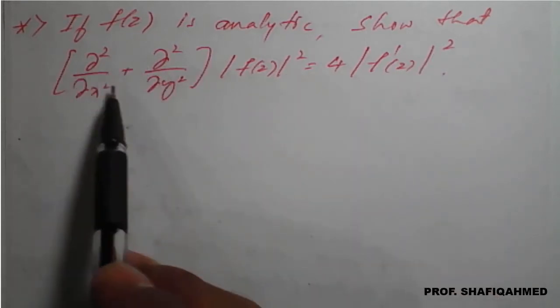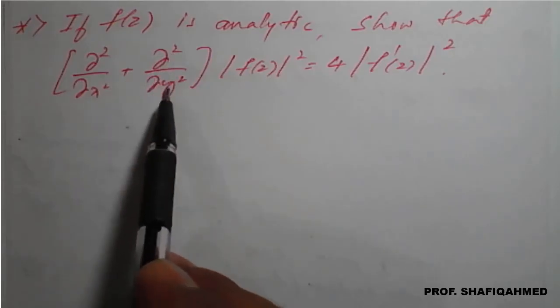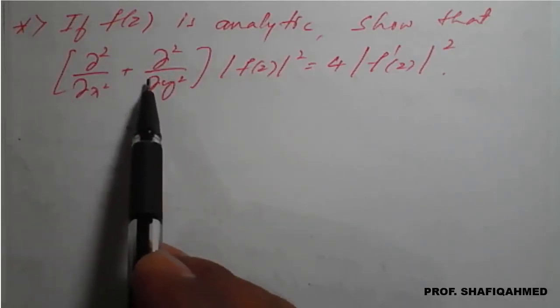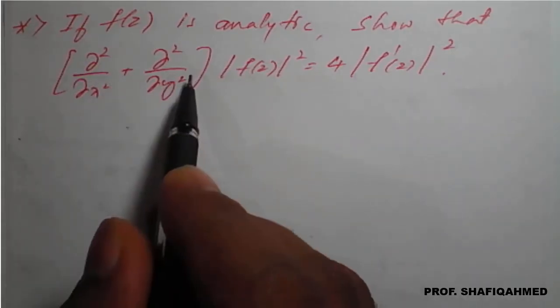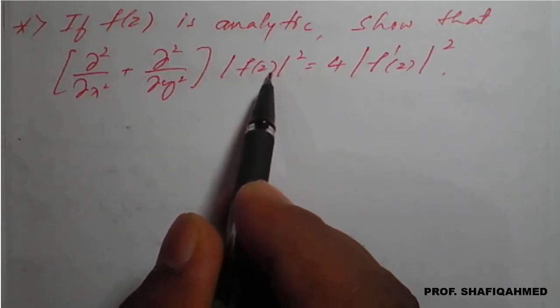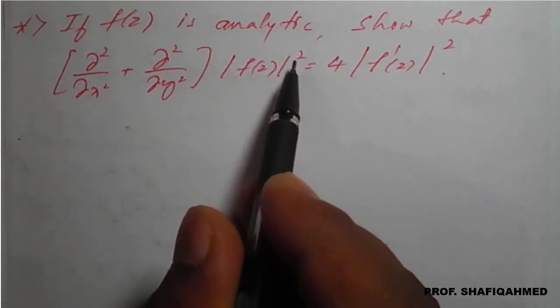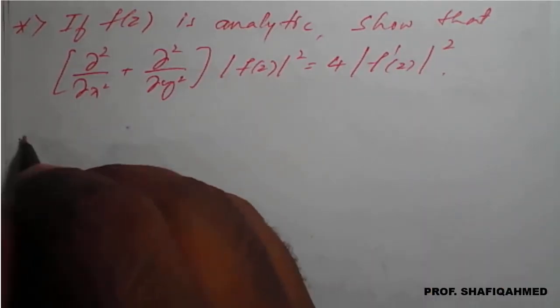So this is nothing but ∂²/∂x² + ∂²/∂y². This is nothing but the harmonic property here. So we'll see the harmonic property of |f(z)|² will be 4 times |f'(z)|². The solution.